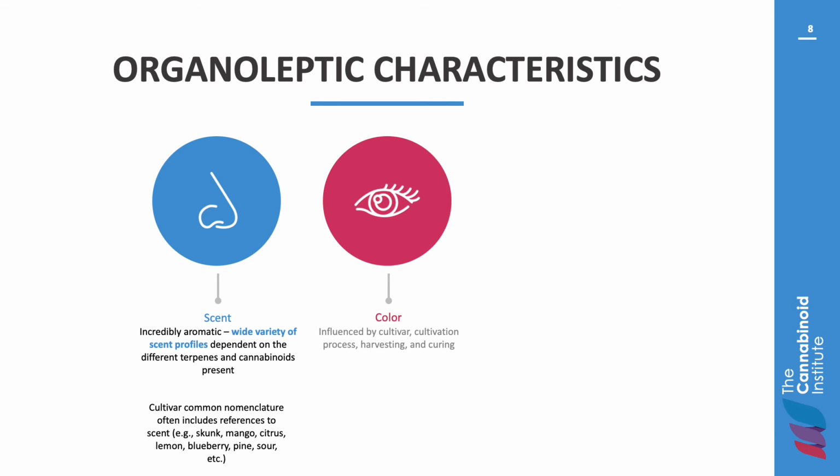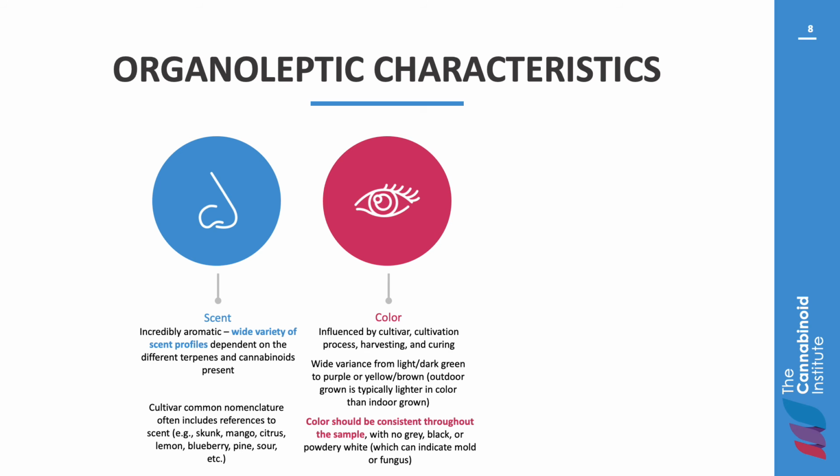The color of the plant is influenced by the cultivar, the cultivation process, and the harvesting and curing process used for the plant. There's a wide variance in color from light or dark green to purple or even yellow-brown, and outdoor-grown cannabis plants are typically lighter in color than indoor-grown cannabis plants. It is important to note that regardless of the color of the plant, it should be consistent throughout the sample, with no gray, black, or white present, which can indicate the presence of mold or fungus.